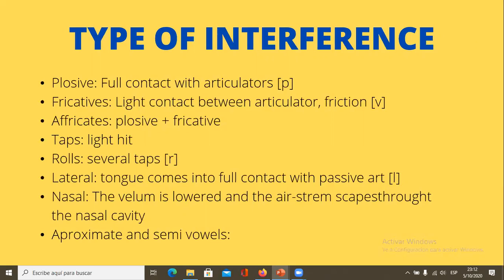And the last, approximant and semi-vowel. That group is special because it refers to one consonant having two functions. The first is as a consonant, and in other places it functions as a vowel.